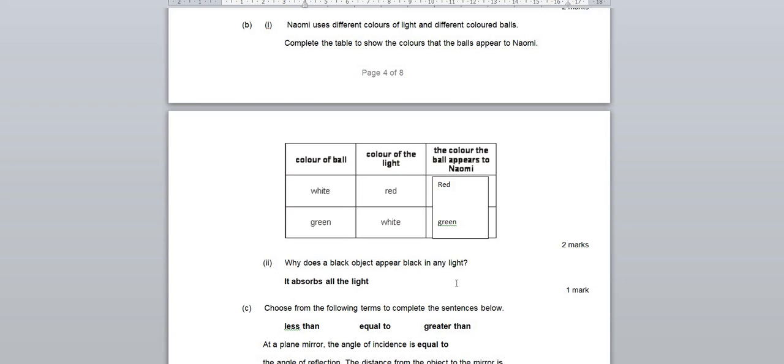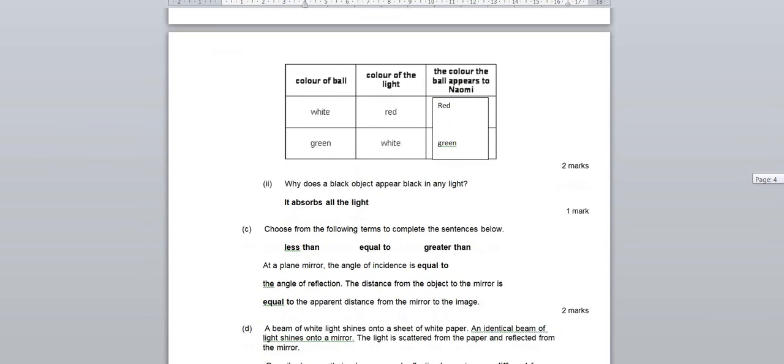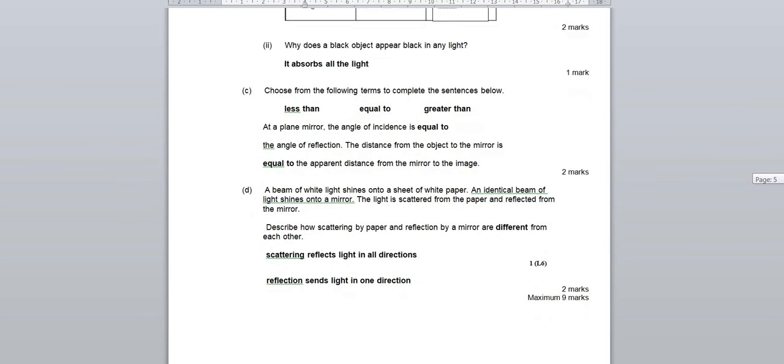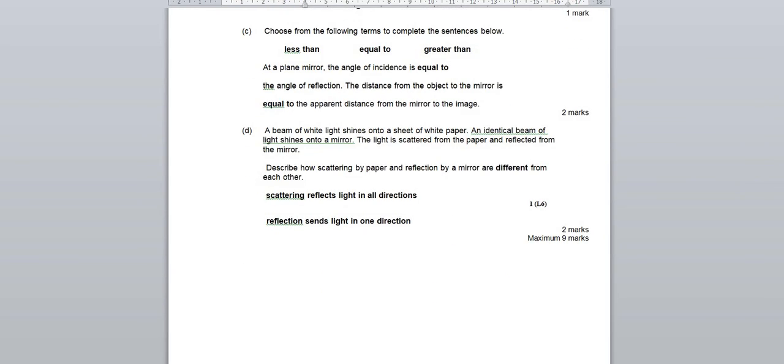Why does a black object appear black in any light? Because it absorbs all the light, all the colours of the light. Choose from the following terms to complete the sentence below. At a plane mirror, the angle of incidence is equal to the angle of reflection. Distance from the object to the mirror is equal to the apparent distance from the mirror to the image. So that's just the law of reflection, that the angle of incidence is equal to the angle of reflection.